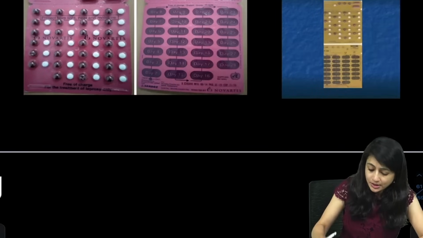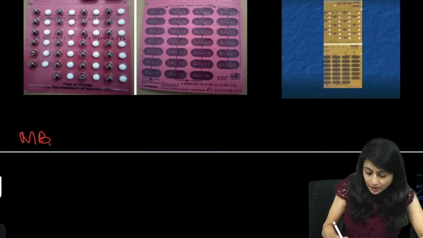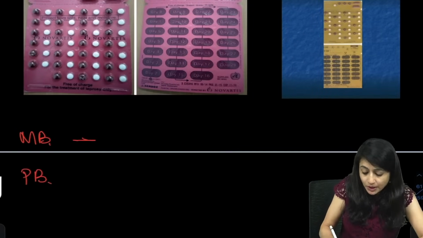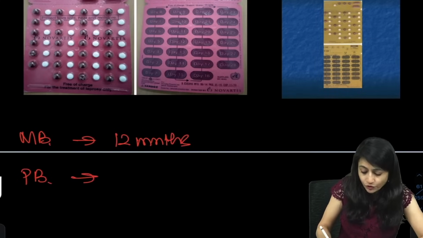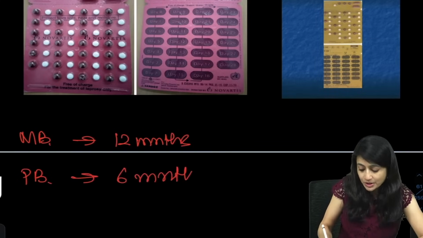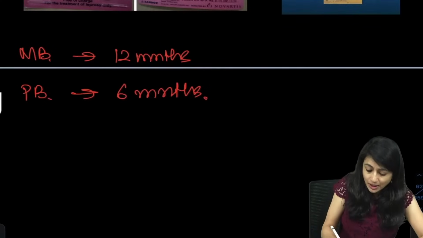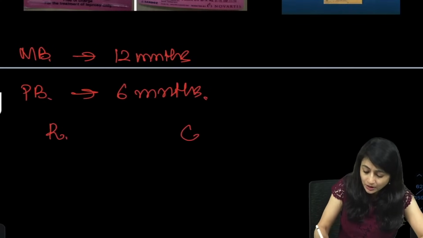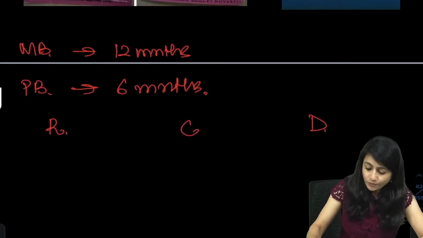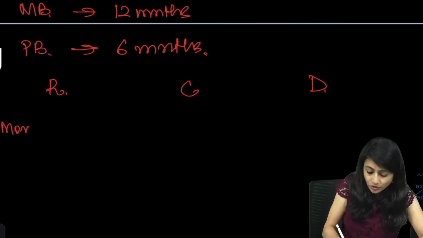If it is MB leprosy or PB leprosy, the treatment remains the same. The only difference is duration. For MB you do 12 months, for PB you do 6 months. The treatment remains the same, which is rifampicin, clofazimine and dapsone, monthly dose and daily dose.